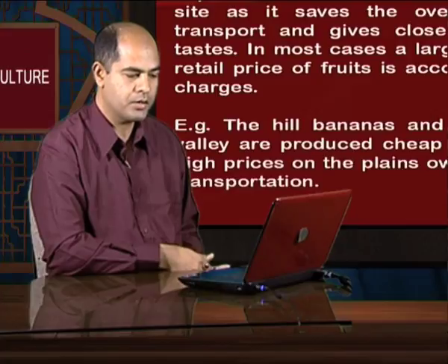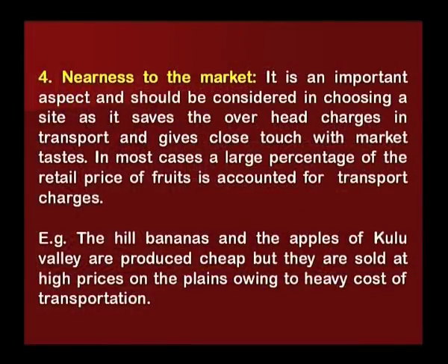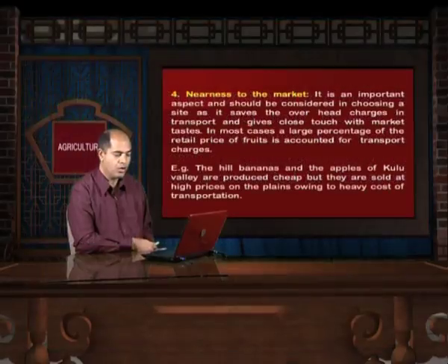Nearness to the market. It is an important aspect and should be considered in choosing a site as it saves the overhead charges in transport and gives close touch with market taste. In most cases, a large percentage of the retail price of fruits is accounted for by transport charges. For example, the hill bananas and the apples of Kulu Valley are produced cheap, but they are sold at high prices on the plains owing to heavy cost of transportation.